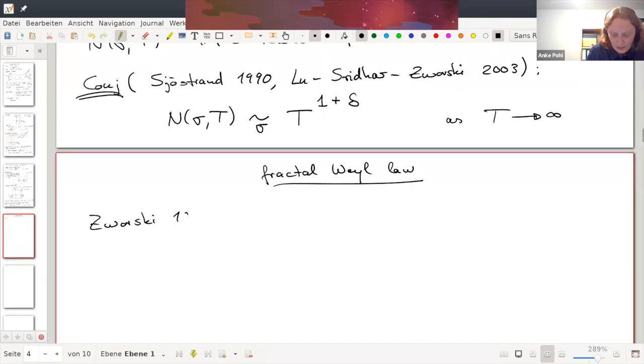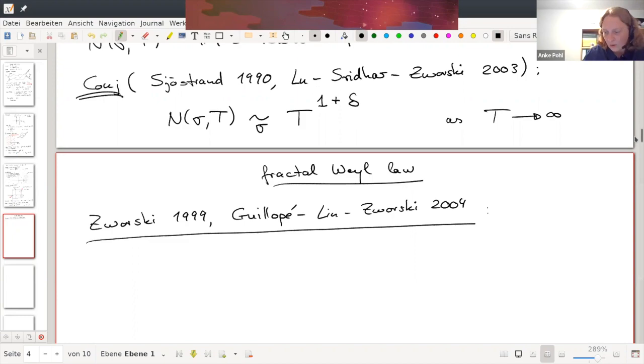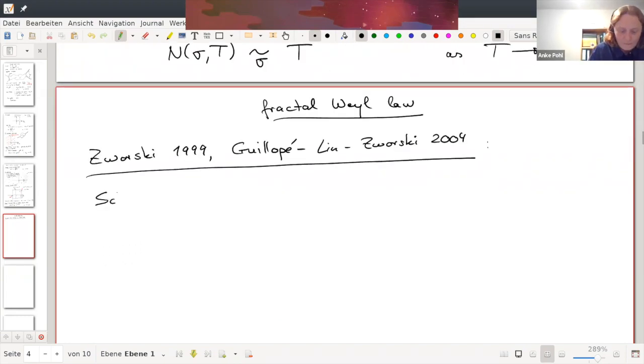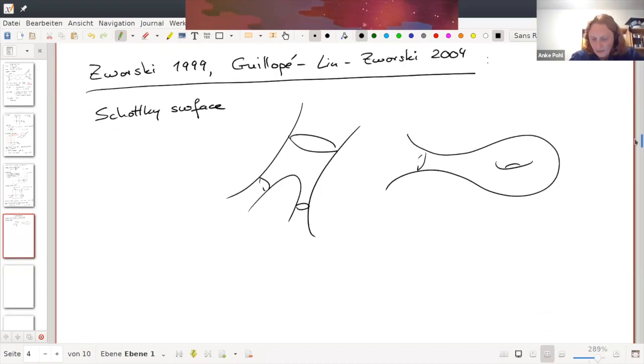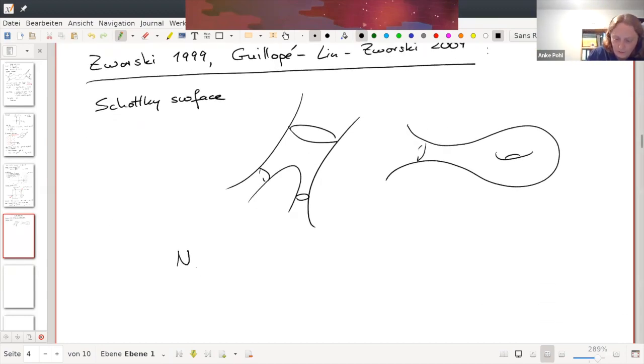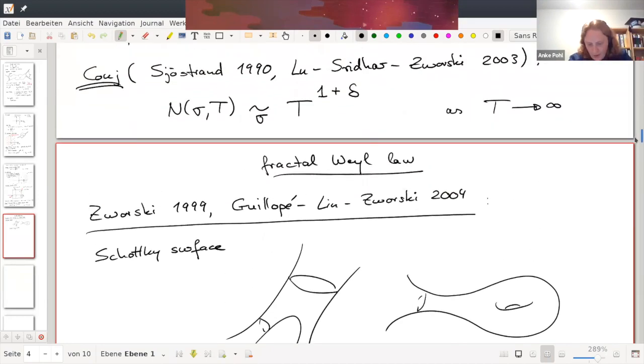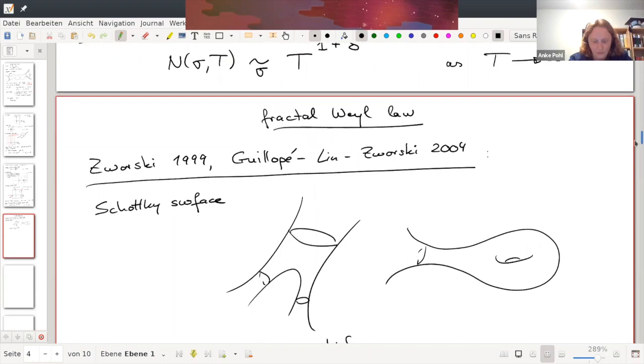So a result by Sworsky, and then proven again, but with different methods by Guiloupé, Lynn Sworsky. So what they do is they consider Schottky surfaces, which means it's a hyperbolic surface which has funnels but no cusps. So it looks like this, or typically like this. And for these surfaces, they could prove the upper bound. So lower bounds are much more difficult and much worse by today's knowledge, but they got an upper bound, which is the conjecture. So it's half of the conjecture in a certain sense.